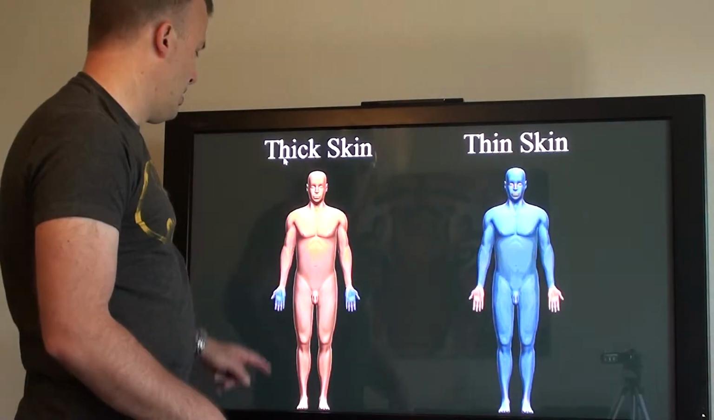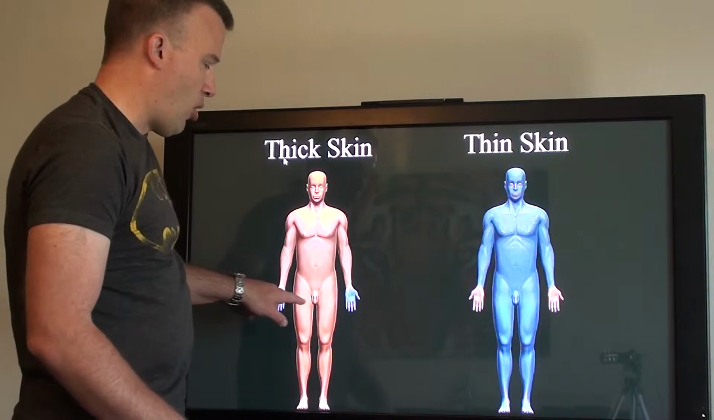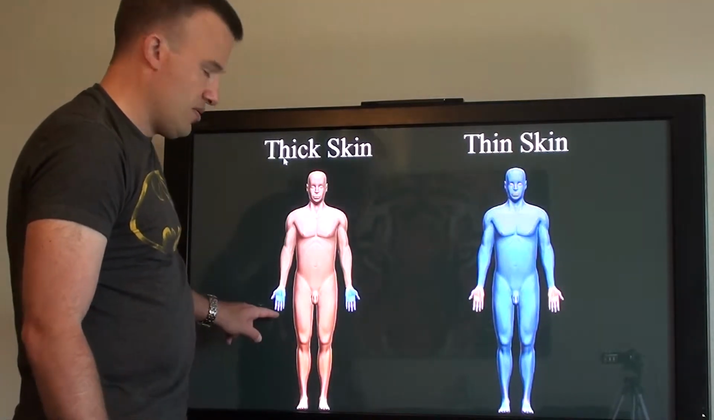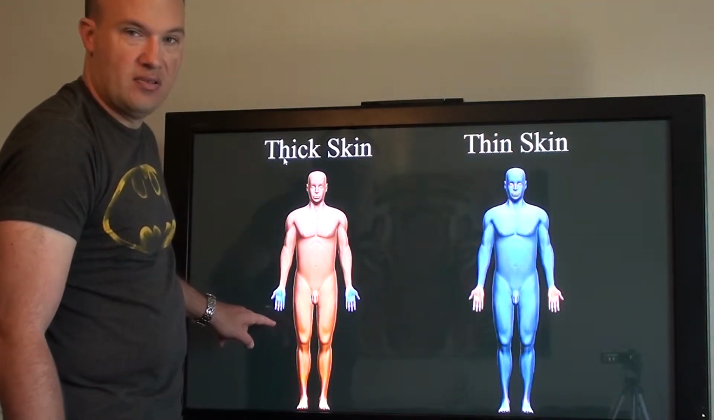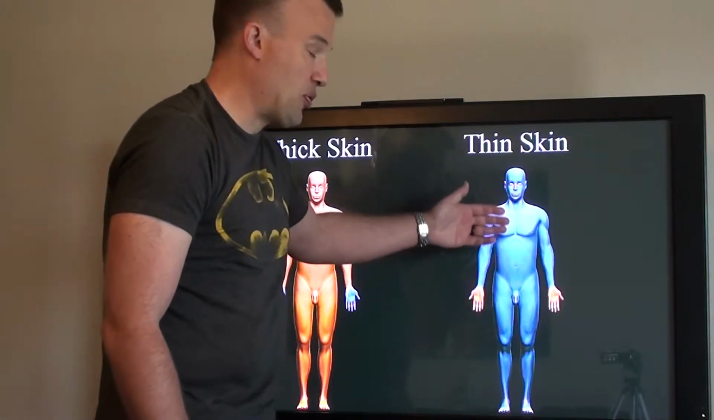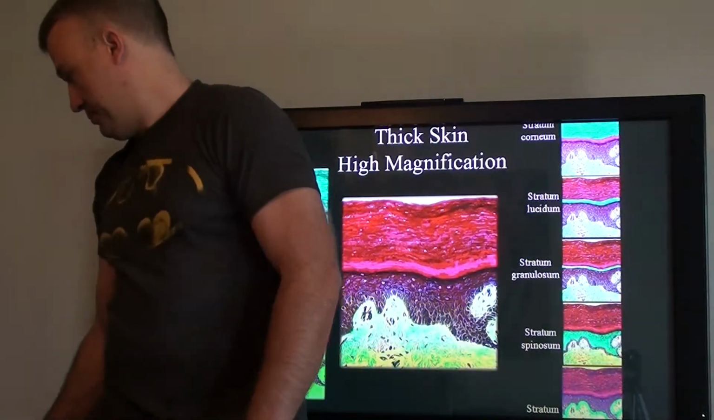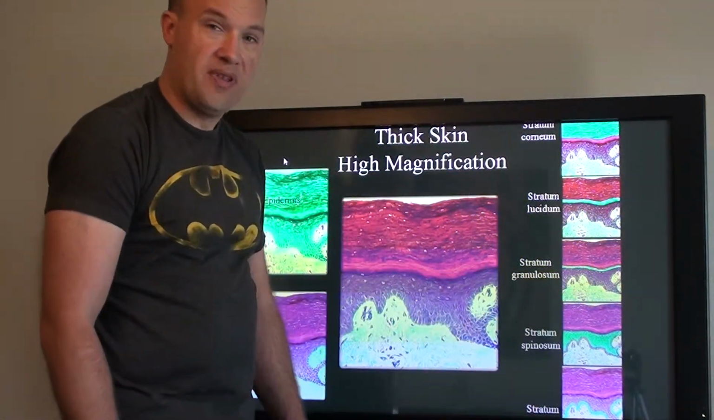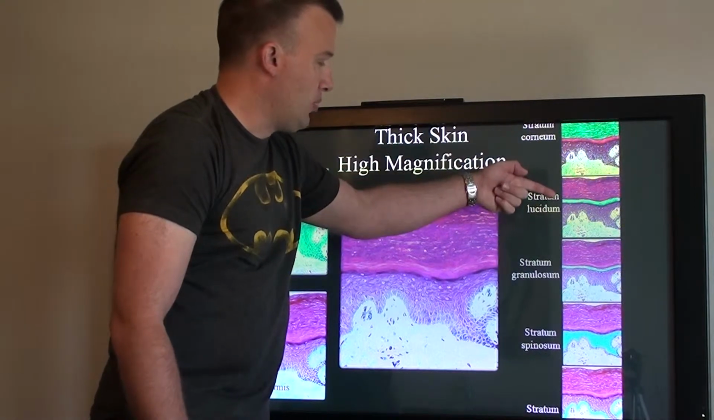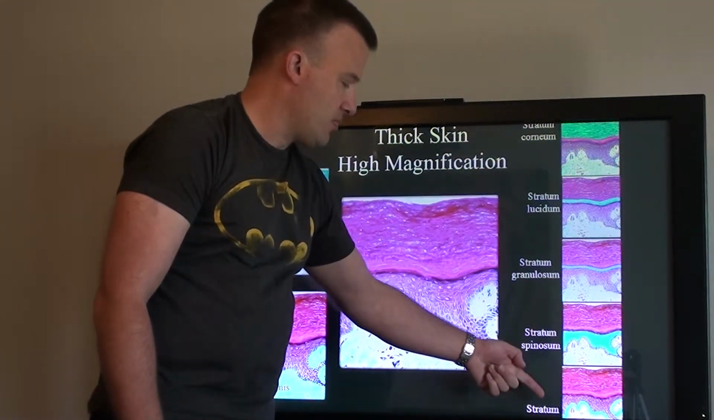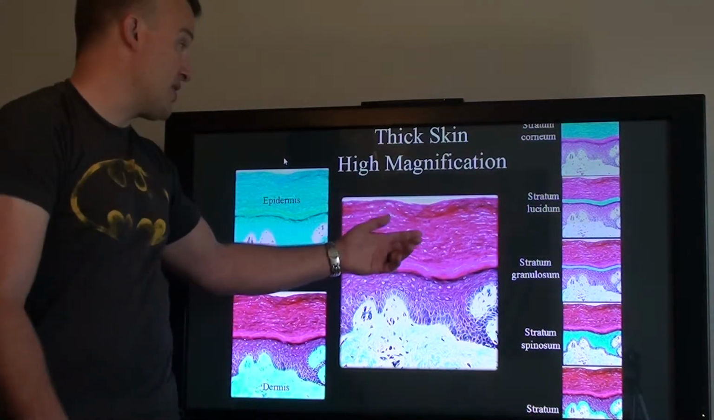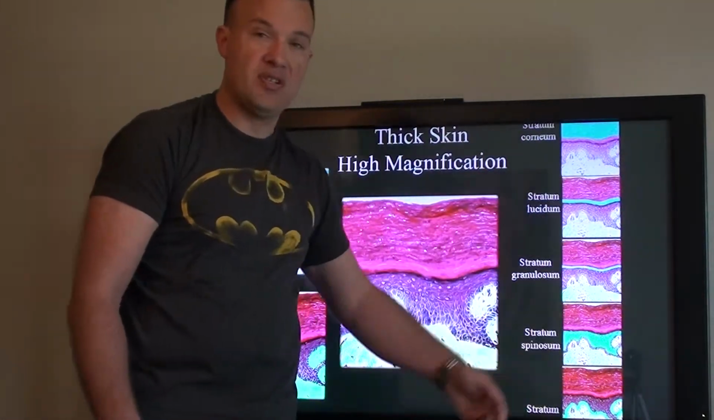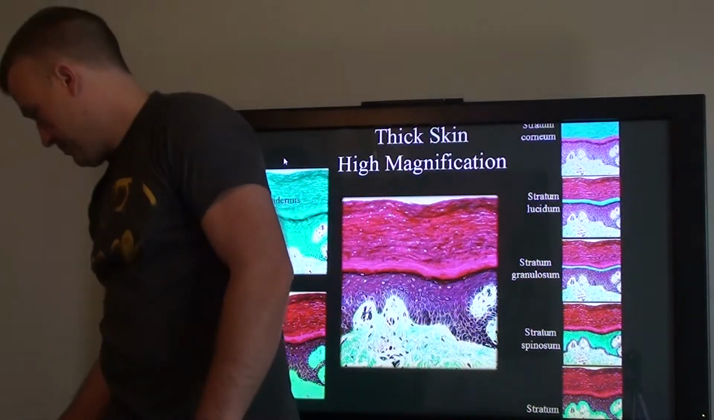So here's a picture. Here's where thick skin is found. Again, the palms, the soles, and again the surface of the fingers and the toes. Here's where thin skin is found, the rest of the body. So again, we saw this slide earlier, but here would be a section of thick skin: corneum, lucidum, granulosum, spinosum, basale. Here would be thick skin. If it's missing the stratum lucidum, we've got thin skin.